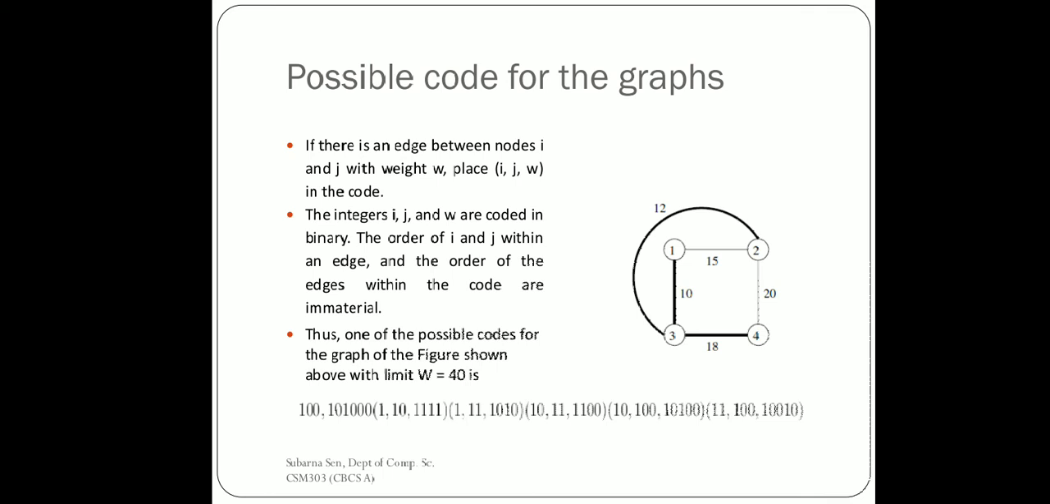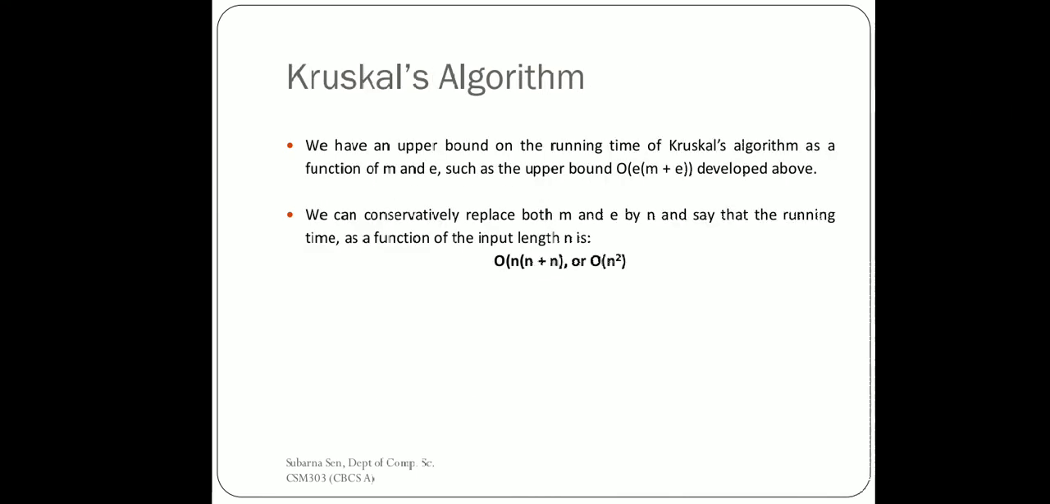Next, if we incorporate this one, 1 and 3, it will be 1 comma 11, 1 for 1 and 11 for 3, and 1010 for 10. In this fashion, for the other edges as well, you can easily generate the code. So this is the coding pattern which we follow to store a graph in a Turing machine, or to represent it in the Turing machine.